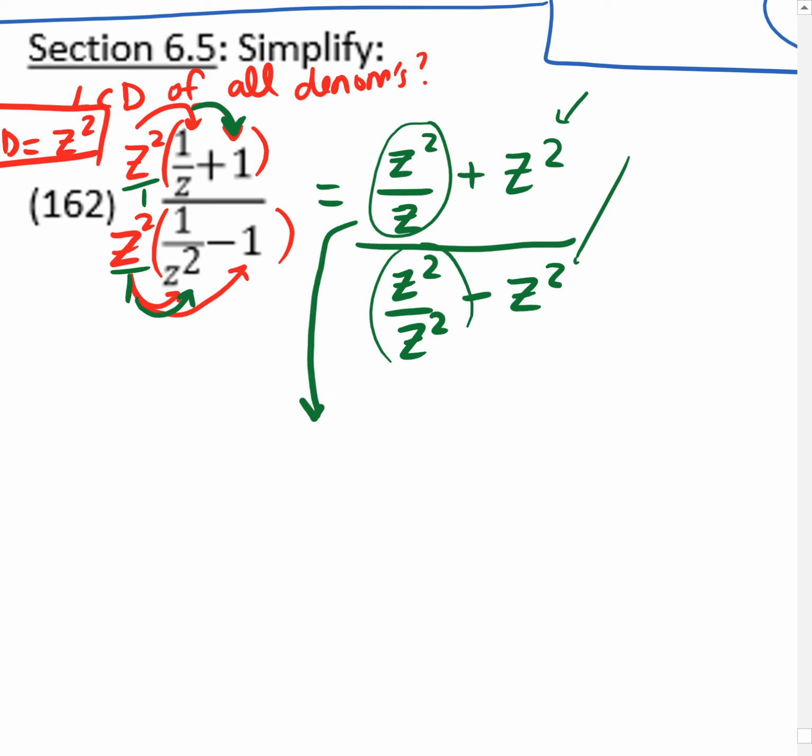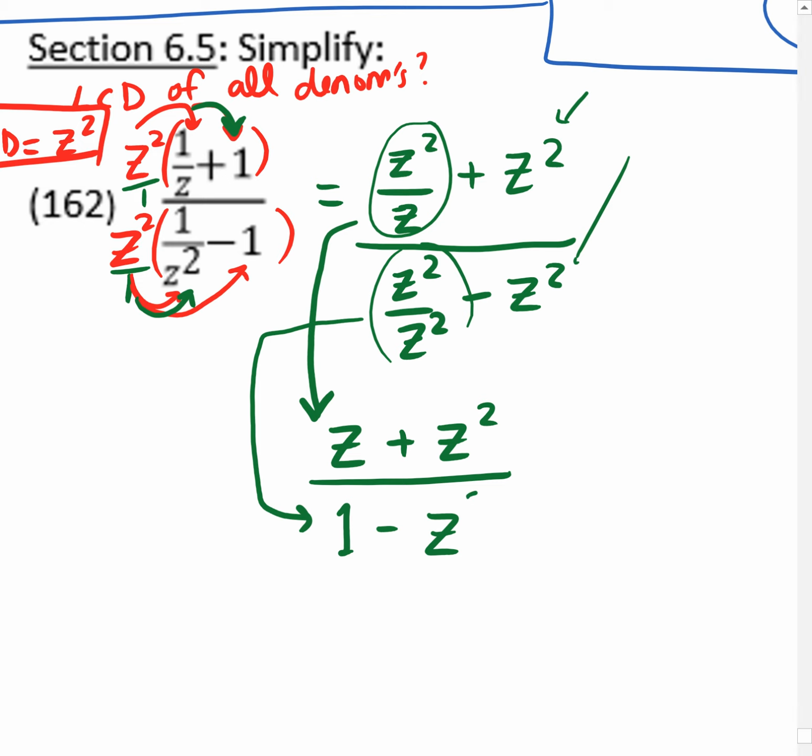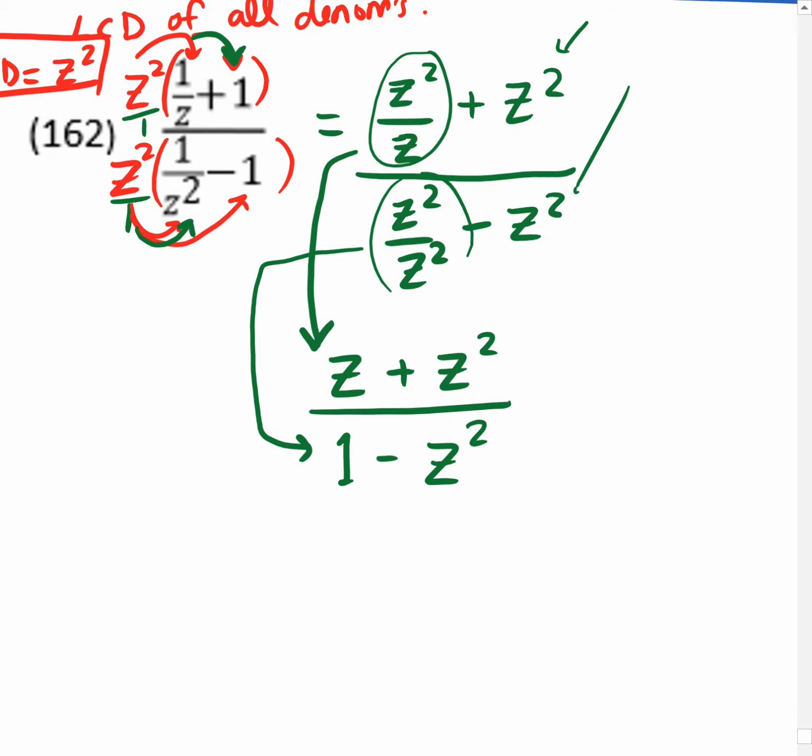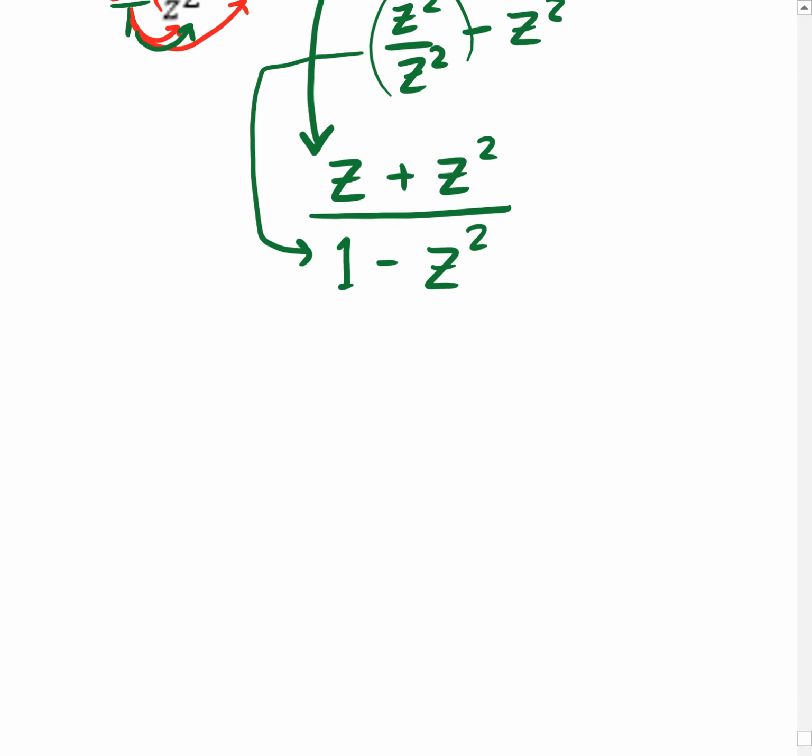So let's see, in the numerator we have a z squared over z, that's a z, plus the z squared that was on the right there. In the denominator we have a z squared over z squared, that's a 1, and then minus the z squared that was already there. Alright, so now it's a pretty simplified complex fraction, but I would like to see if it reduces. In order to see if it reduces, I need to factor numerator and denominator.